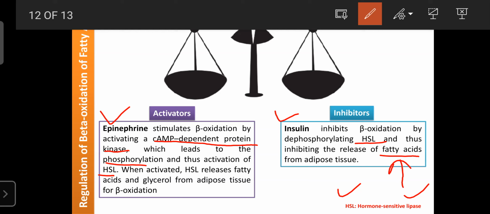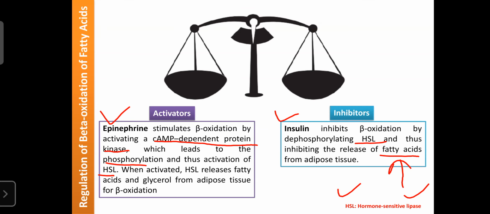So insulin is considered an inhibitor of beta oxidation and epinephrine is considered an accelerator or activator of beta oxidation. So these are the two hormones that mainly regulate fatty acid metabolism or beta oxidation, that is epinephrine as well as insulin.